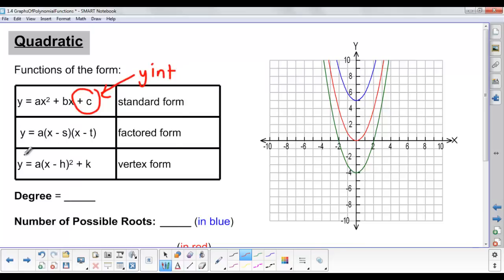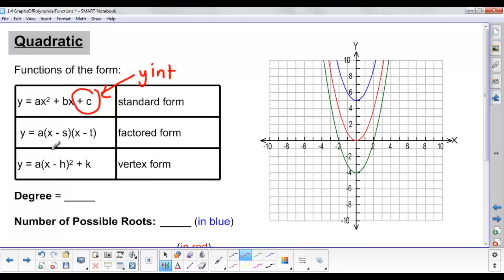You would see it in factored form where you have your stretch factor on the outside, (x minus s)(x minus t), where s and t are the roots, and vertex form, which you probably won't see too much in this course, but it's a good idea just to recall it, a(x minus h) squared plus k, where h and k is the vertex of the parabola.